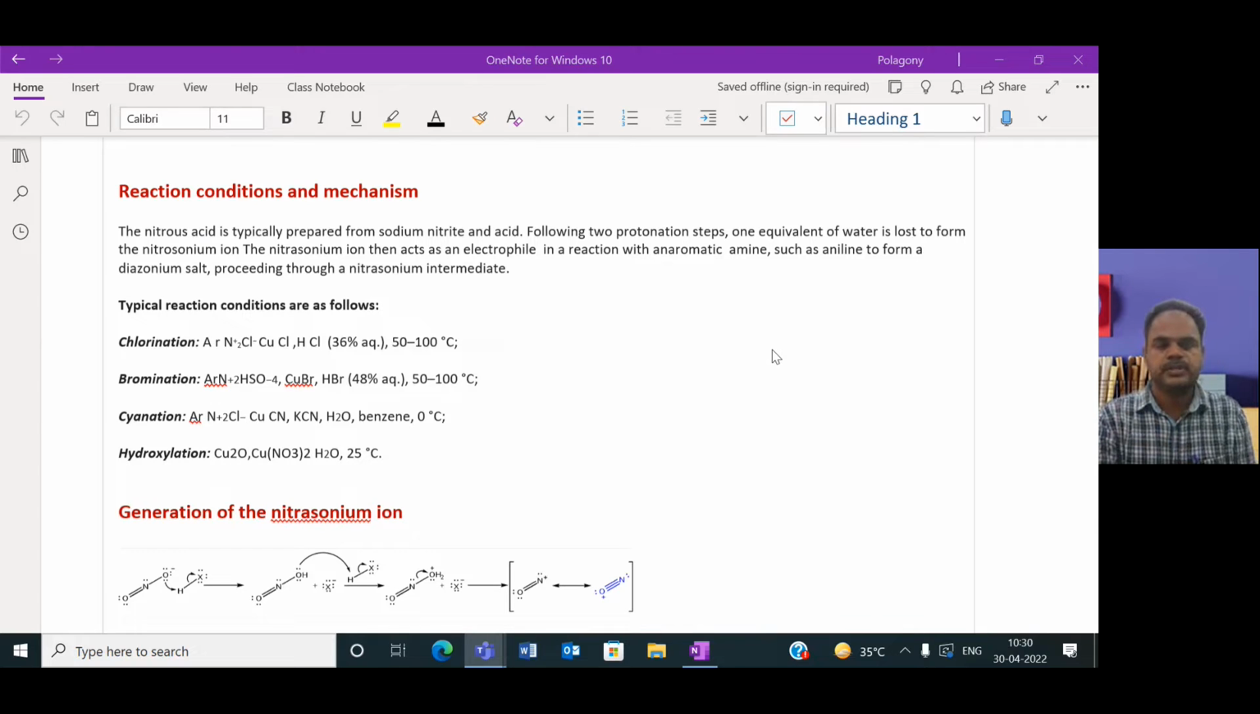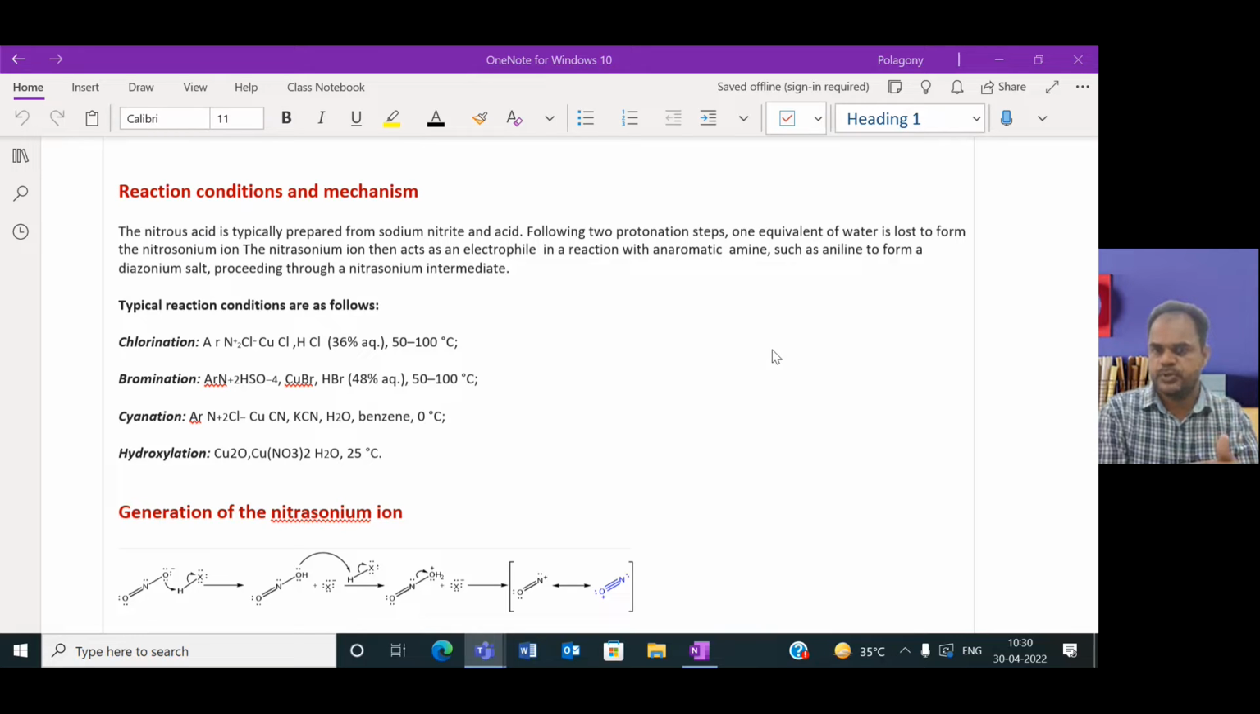Now, the reaction conditions and the mechanism. In this we take nitrous acid. How is the nitrous acid formed? When sodium nitrite reacts with HCl, we get nitrous acid. The nitrous acid is typically prepared from sodium nitrite and acid by two protonation steps. One equivalent of water is lost to form the nitrosonium ion. The nitrosonium ion acts as an electrophile, NO+. When sodium nitrite reacts with 2 moles of HCl, we get nitrous acid, HNO2, which is a weak acid.